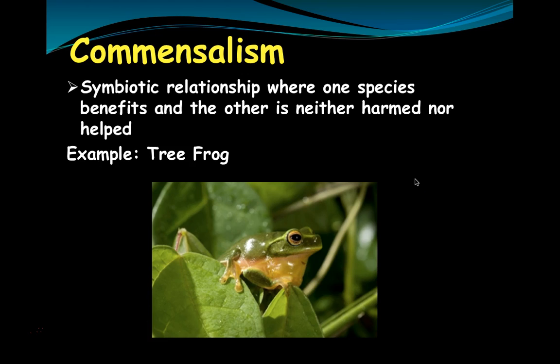So let's take the example here of the tree frog. The tree frog in this relationship is going to benefit because the plants and the leaves are going to give the tree frog a habitat. It's going to keep it sheltered. But the leaf itself is not going to be affected at all because the tree frog isn't harming it and it's not helping it.